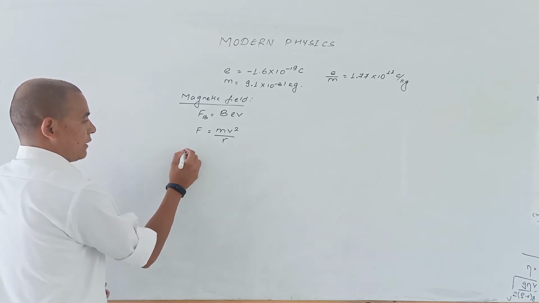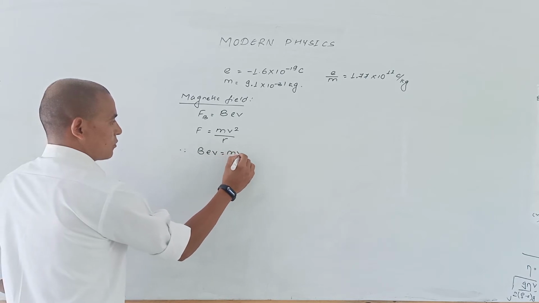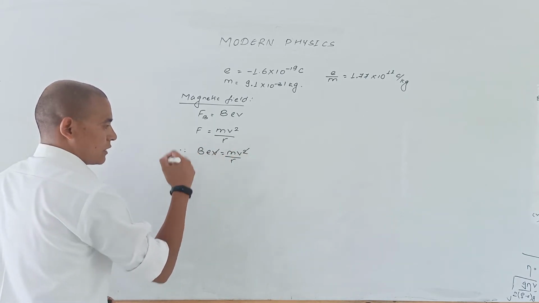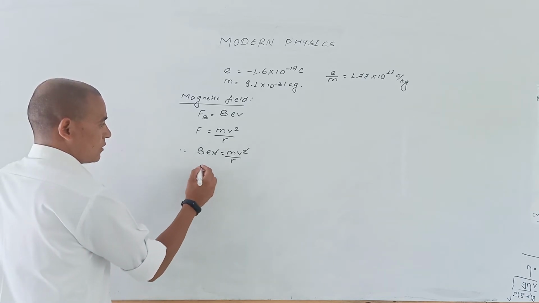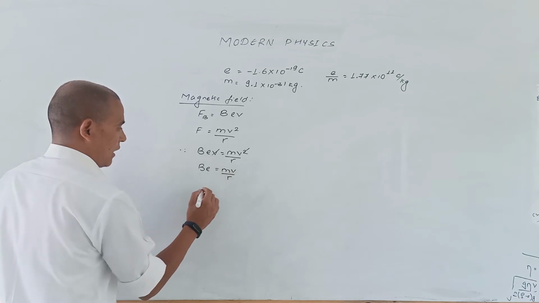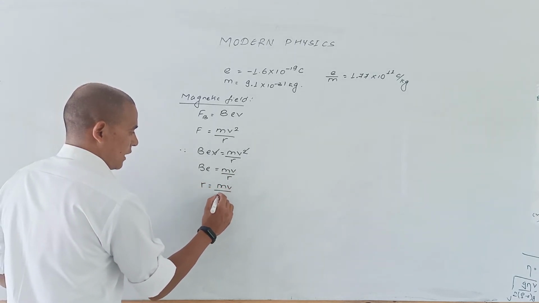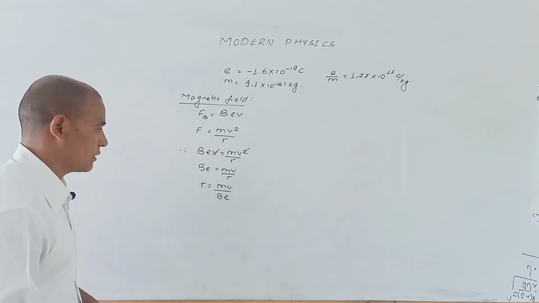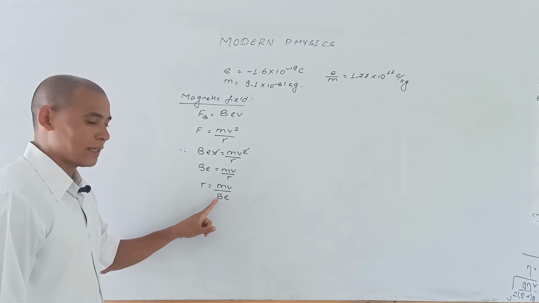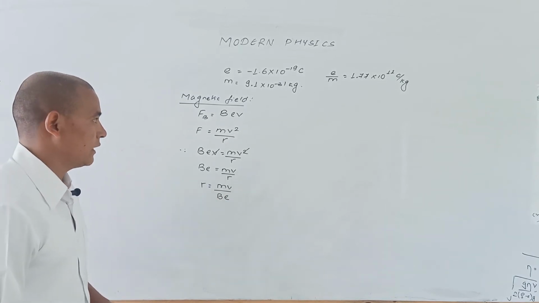So we can equate those equations. Bev will be equal to mv square by r. The velocity gets cancelled, so we get Be equals mv by r. For the radius we will be using this formula. In numericals, if the mass of an electron, the velocity, the magnetic field, and the charge are given, then we can calculate the radius of the electron's path.